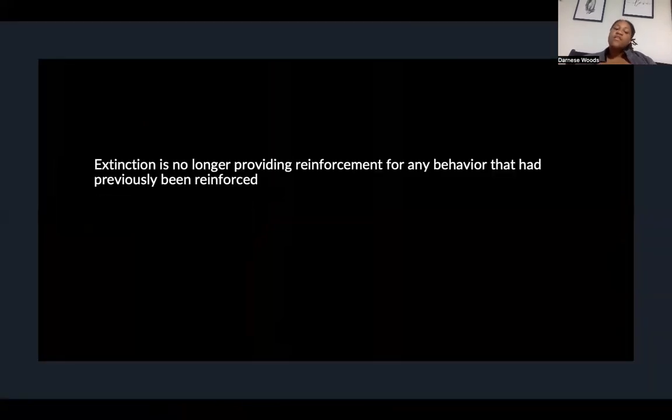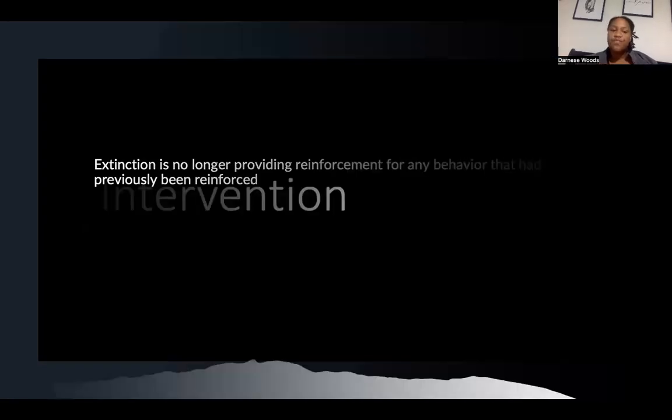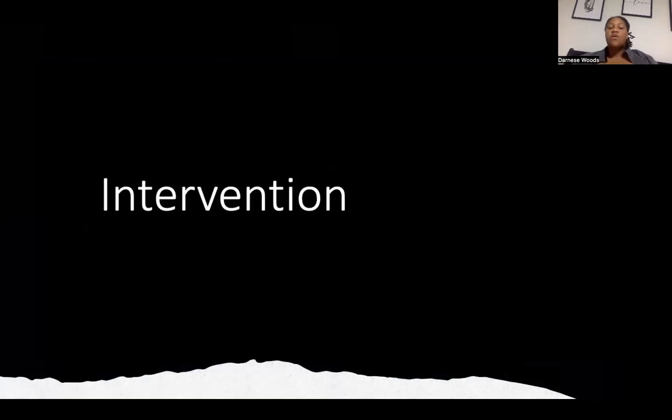So let's start off with what extinction is, because that's the intervention that was used. Extinction is no longer providing reinforcement for any behavior that had previously been reinforced. Okay, so the intervention.